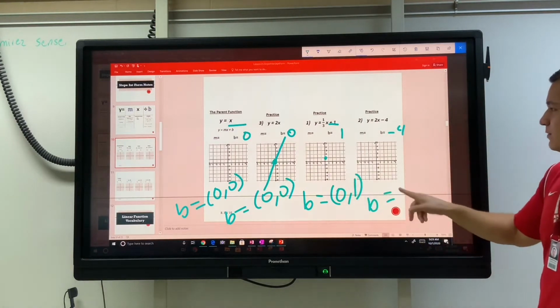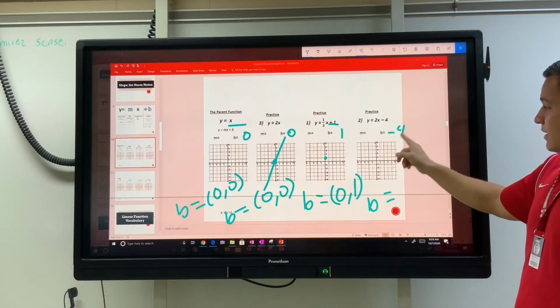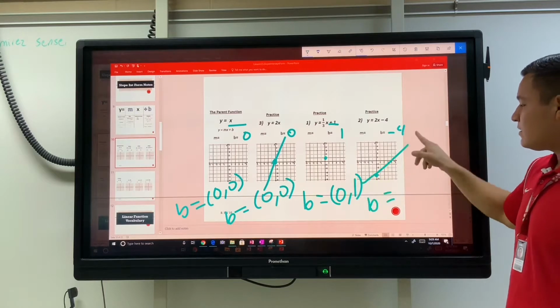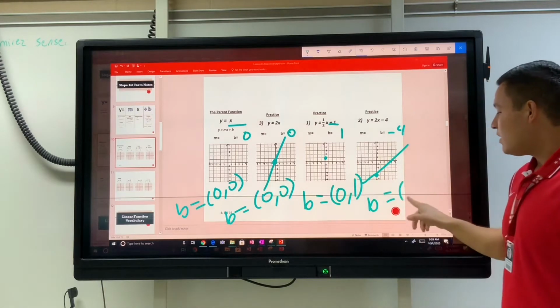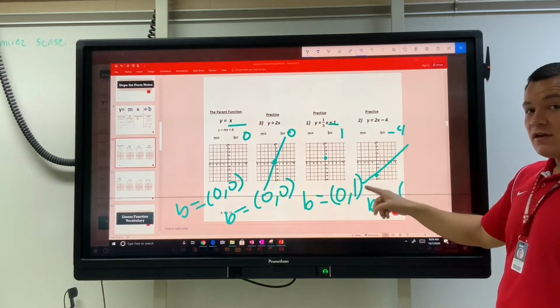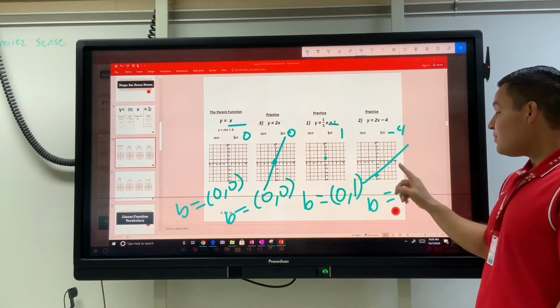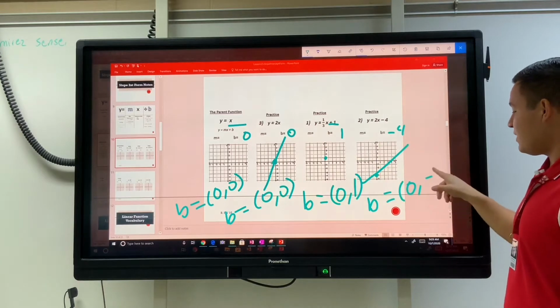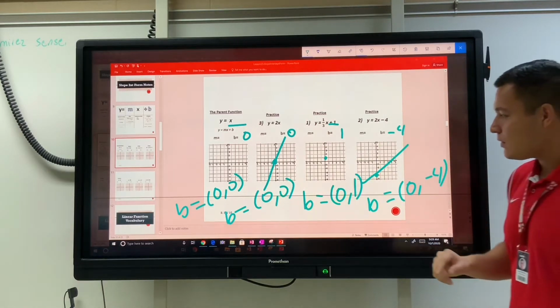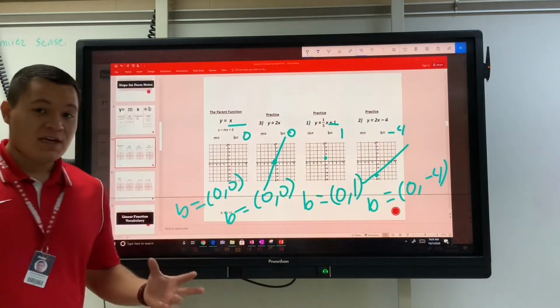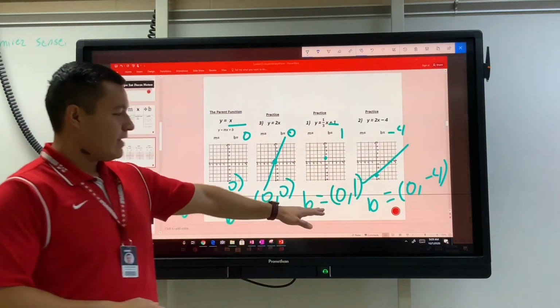B on this one says negative 4, so that means we have a graph that touches the y-axis at negative 4. The x-coordinate of the y-intercept is always 0, and then the y-coordinate is whatever that number was, so negative 4. From now on, every time we're labeling the y-intercept, we're going to label it as a coordinate.